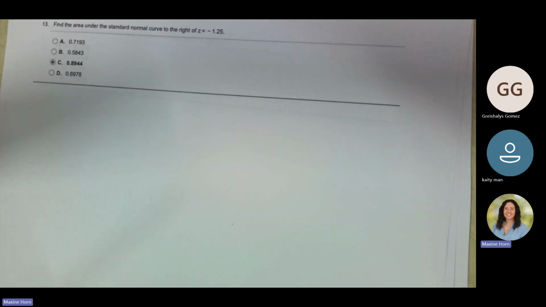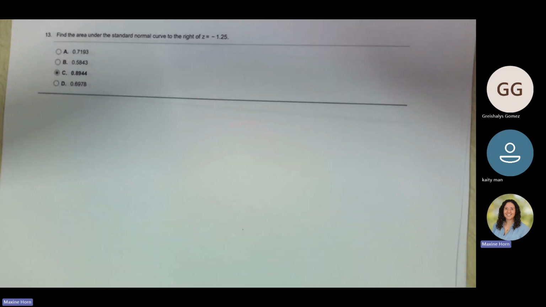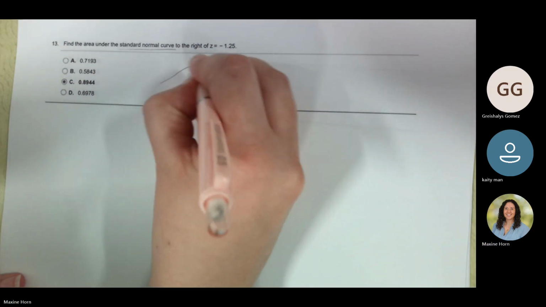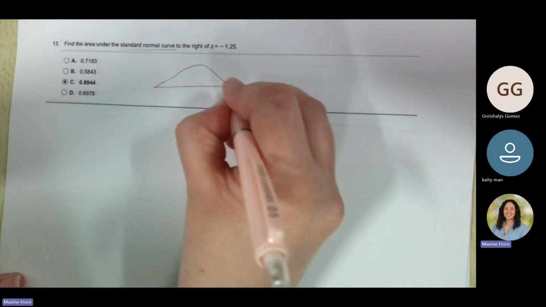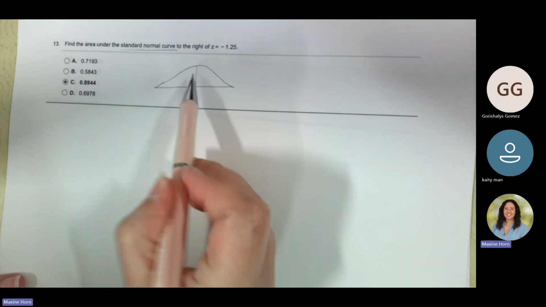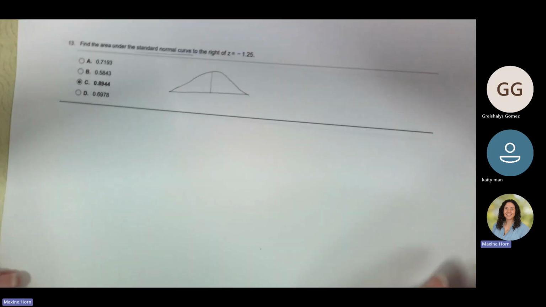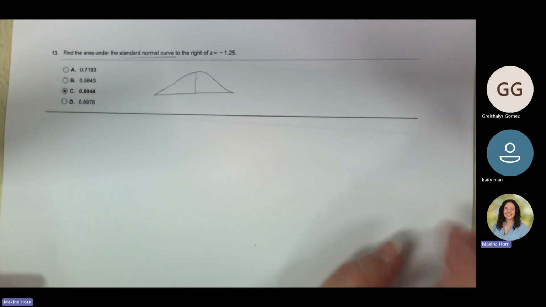Okay, so find the area under the standard normal curve to the right of z equals negative 1.25. Okay, so standard normal curve, it's a mirror, right? This half looks exactly the same as that half. I mean, I know I didn't draw it that way, but that's because I'm not a very good artist.